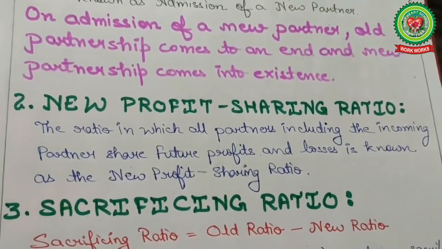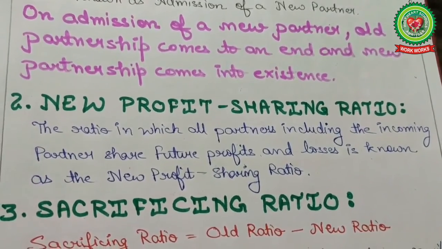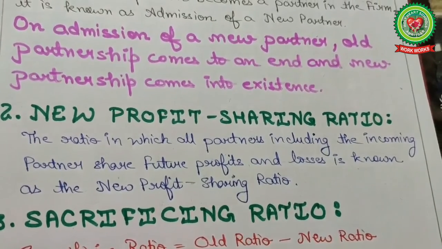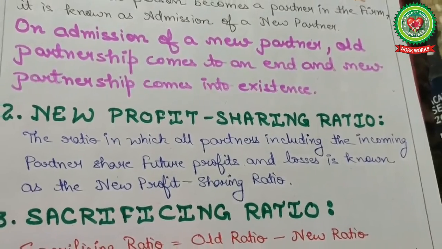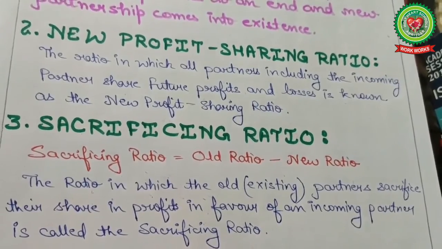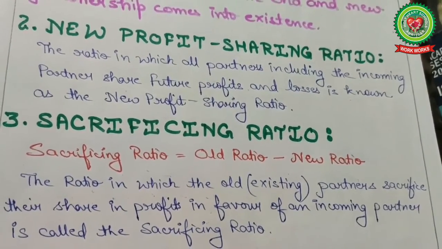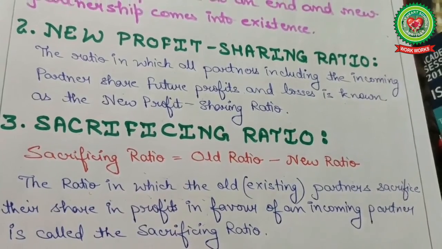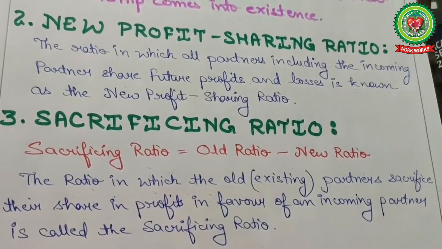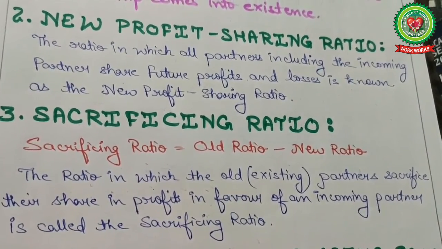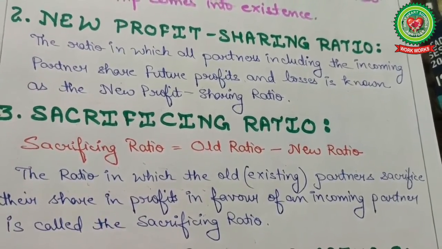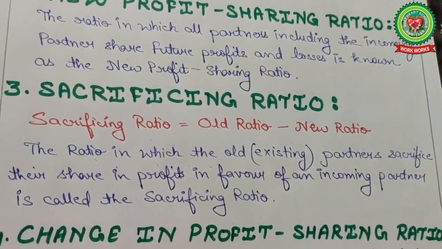Then I discussed how to compute the new profit sharing ratio, and three cases I discussed already. The ratio in which all the partners including the incoming partner share future profits and losses is known as the new profit sharing ratio. Then I discussed the sacrificing ratio. One partner sacrifices and some other partner gains. Old partners sacrifice so that the new partner also earns future profits. Sacrificing ratio is equal to old ratio minus new ratio, the ratio in which the old existing partners sacrifice their share in profits in favor of incoming partners.